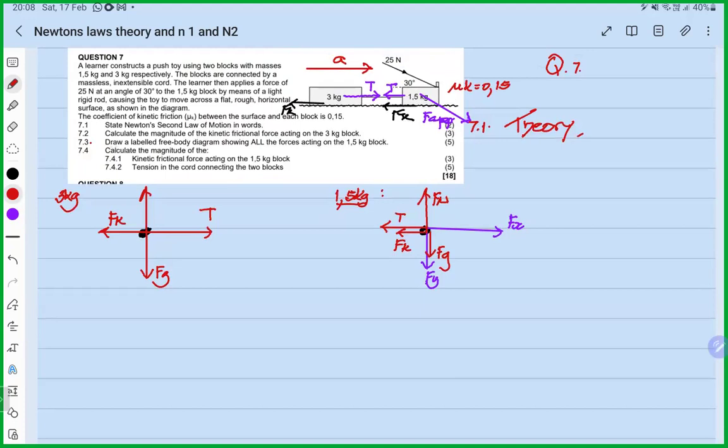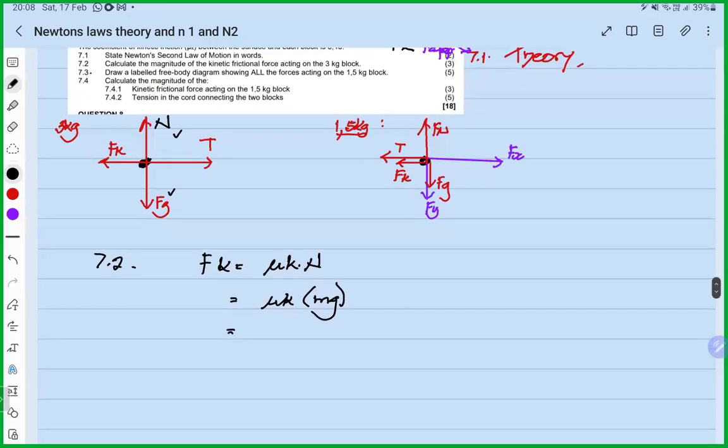So I've got my free body diagrams. Calculate the magnitude of the kinetic frictional force on the 3 kilogram mass, which is 7.2. Your kinetic frictional force is going to be equal to mu k multiplied by your normal. Here, your normal is going to equal your gravitational force, so in place of N, it's going to be mg. You're allowed to do this in one go, like this: 0.15 times 3 times 9.8.